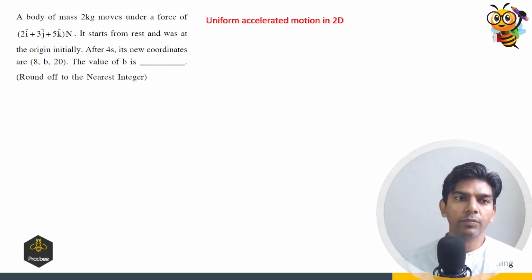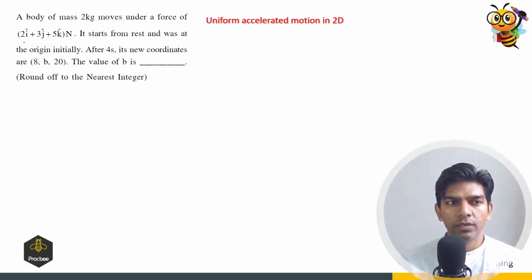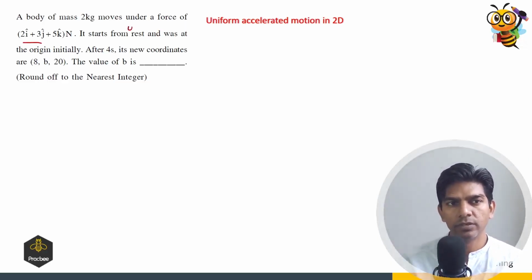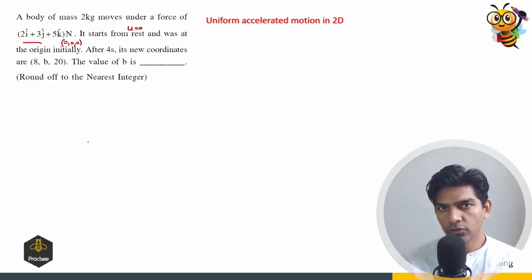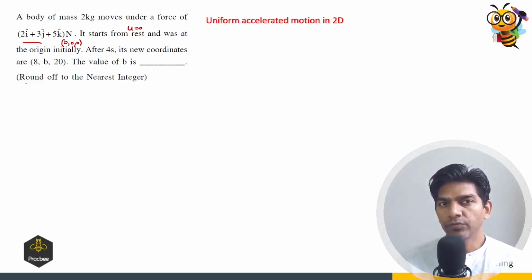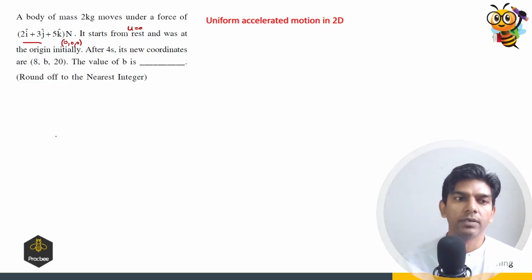Now let us see this question. A body of mass 2 kg moves under a force of 2 i cap plus 3 j cap plus 5 k cap Newton. It starts from rest, so the initial velocity is 0, and it was at the origin initially, so the position is 0, 0, 0. After 4 seconds, its new coordinates are 8, b, 20. Find the value of b. So we have to find the value of b. Let us apply equations of motion in the y direction, because b is the y coordinate of its new position.